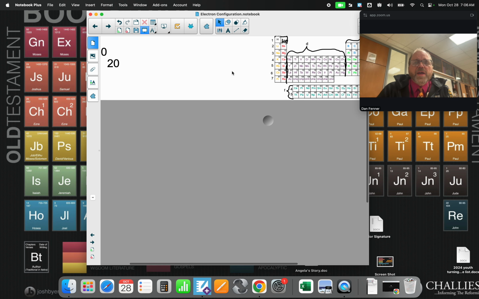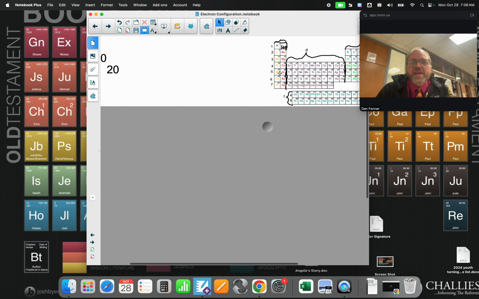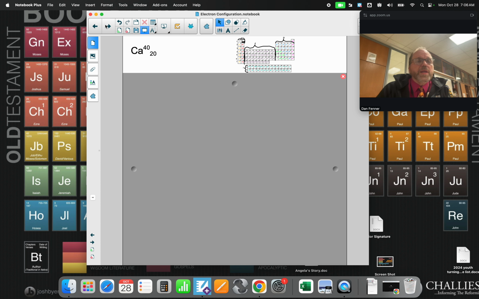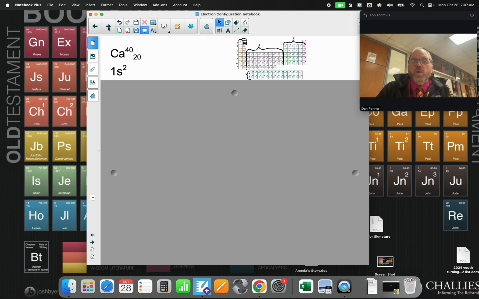If we look at our periodic chart, calcium's right here. Calcium, 40 atomic mass, atomic number 20. Whenever we do electron configurations, we're always going to start at the beginning and finish where we're at. So we take calcium, 40 over 20, and we start at the beginning, hydrogen, helium. That's the first energy level, the s orbital, and there's 2 of those, so we say that's 1s2. Then we slide over here. Next, lithium, beryllium, in the second energy level, the s orbital, there are 2 there. That's 2s2.